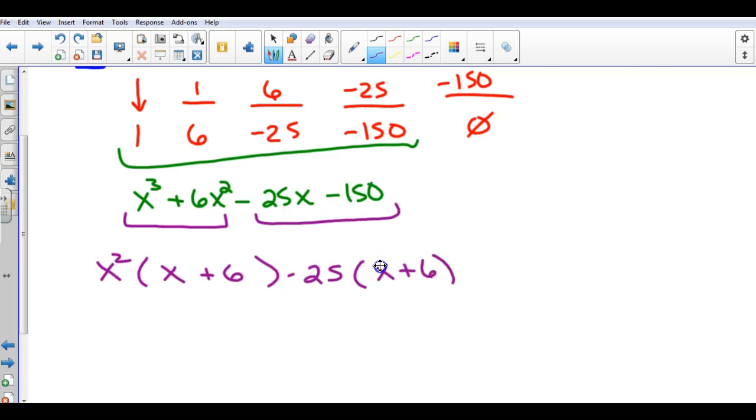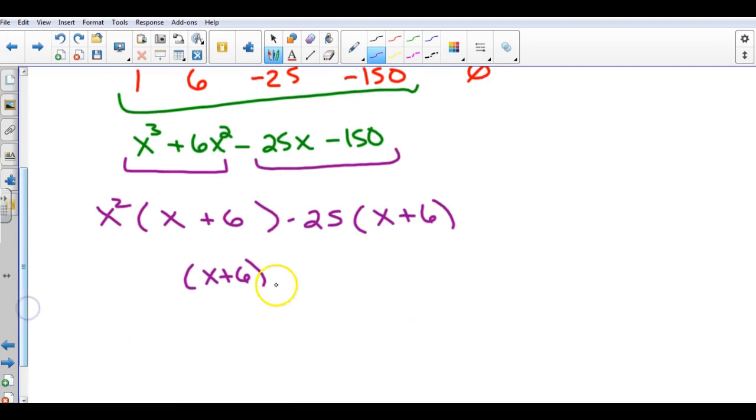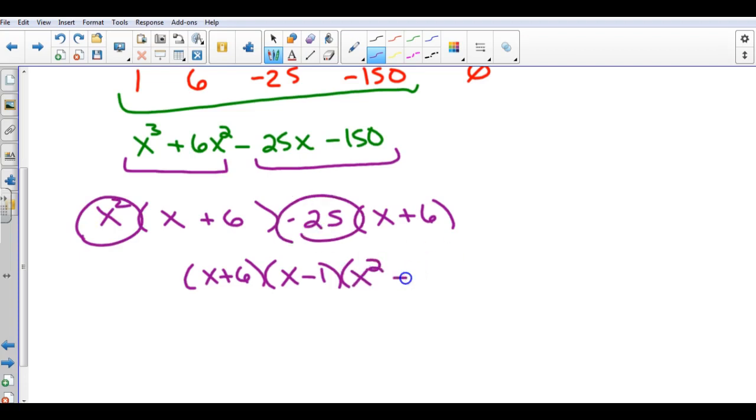So since the x plus 6 is in common with them, I'm going to write that down here. I also have my original factor of x minus 1, and I don't want to forget about that. And then I take my remaining material. So I have the x squared and the minus 25. And what you want to do is see if I can go any further with this.